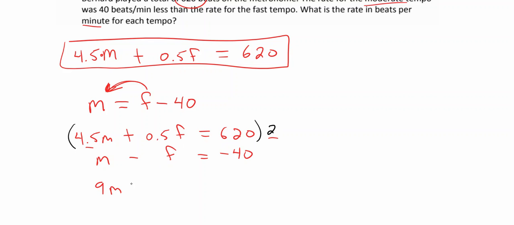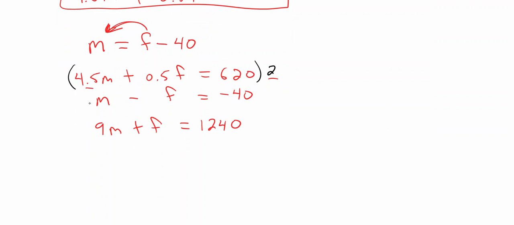So 9M plus 1F, or just F now, is equal to 620 times 2, which is 1240. There you go, that's the first one. Now I'll write the bottom one again: M minus F is equal to negative 40. All right, so now what should I do? Should I subtract? Should I add? I'm going to add because it's already set up nicely. That's minus F, so F plus negative F cancels my F's. Good to go.